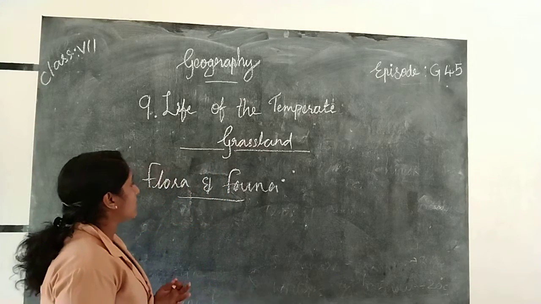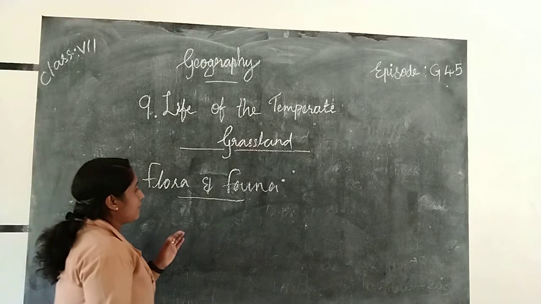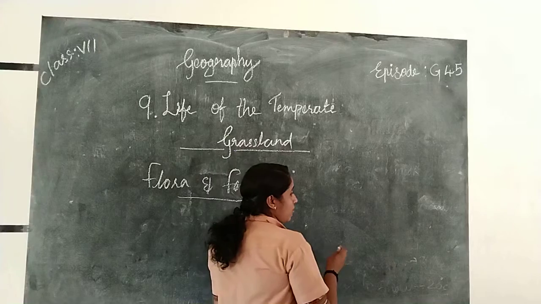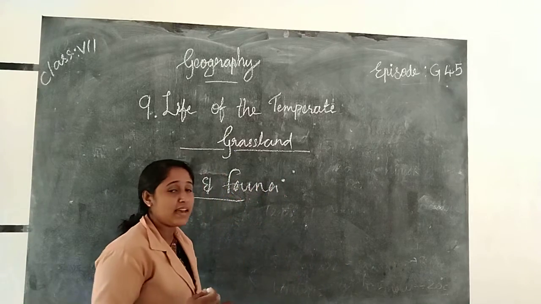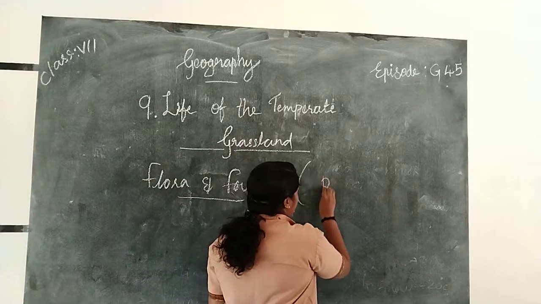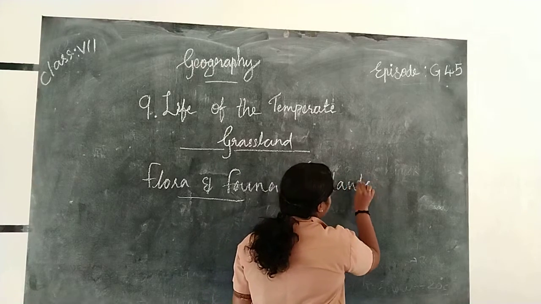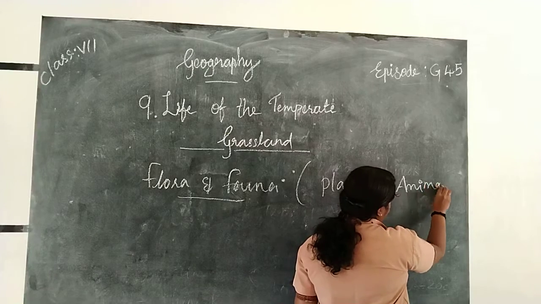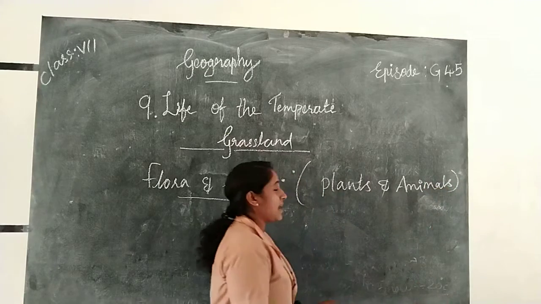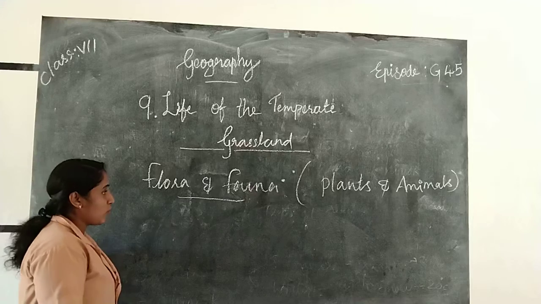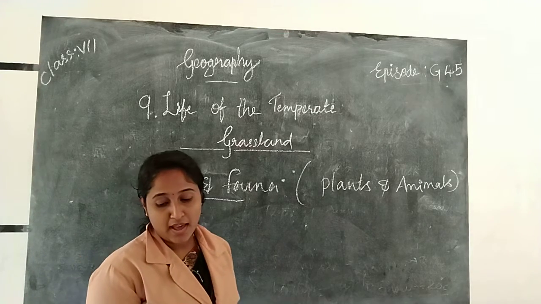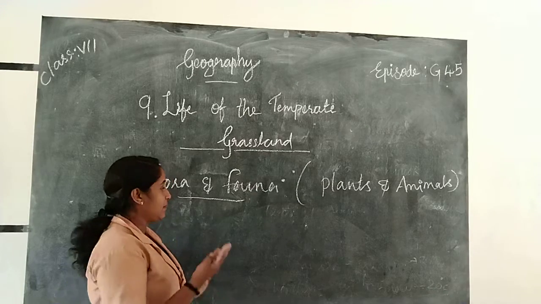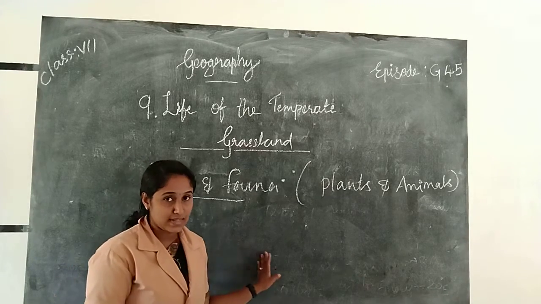Now we are going with the flora and fauna. That means the plants and the animals of the prairies. The plants and animals, which means flora and fauna. And you all know that the prairies are also a grassland.